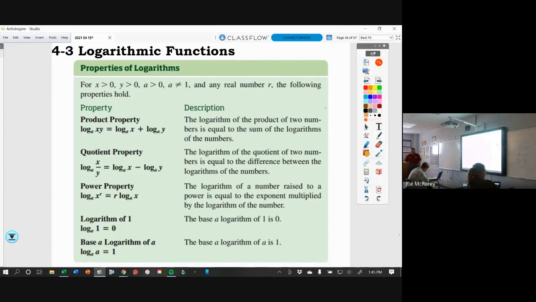The power property says if I'm taking the log of something that's raised to a power, I can take that power and pull it to the front. So the log of x, guys, I'm not going to keep saying base all the time, okay? You can see that there's a base there. The log of x to the r power, I can pull that r to the front. So the log of x to the r power is the same thing as r times the log of x.